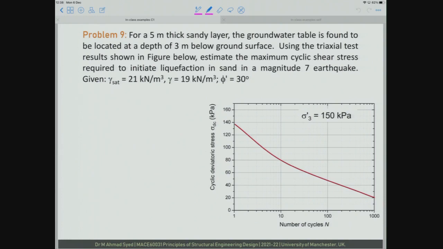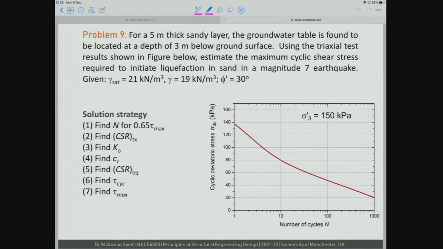So how do you think we should approach this problem? These are the solution steps which will help us. Our end goal is to find tau max, that will be required to initiate liquefaction in a magnitude 7 earthquake. So how will we do step number 1? I think it is partially done in your handout, well, not handout, the soft copy of that. So maybe you can have a look at that.